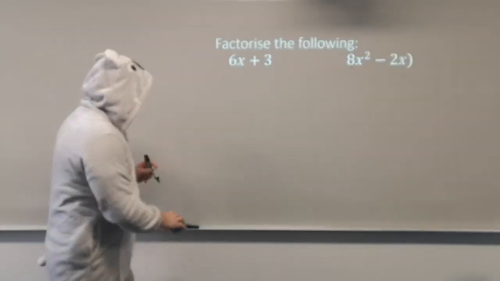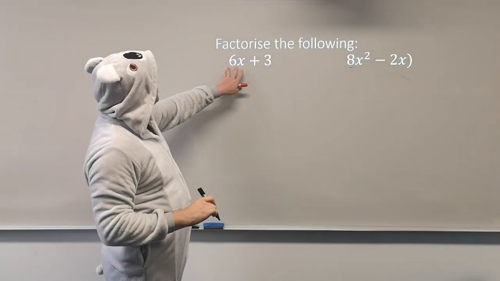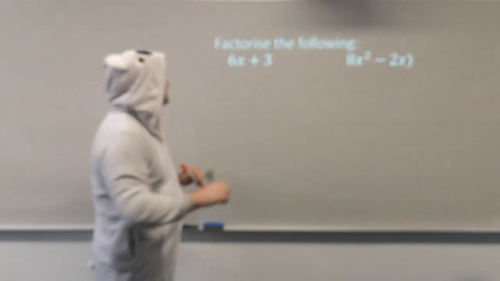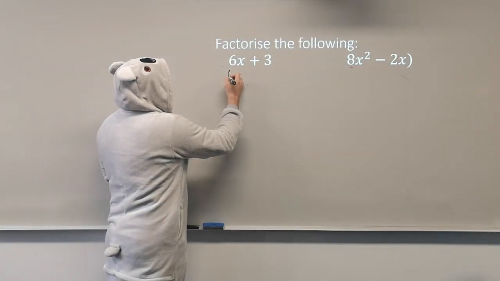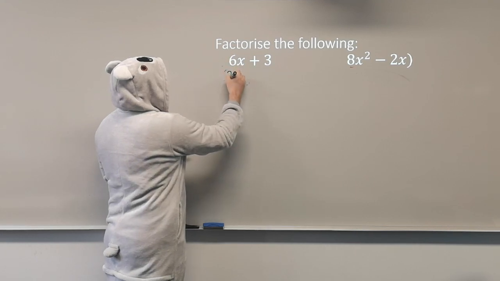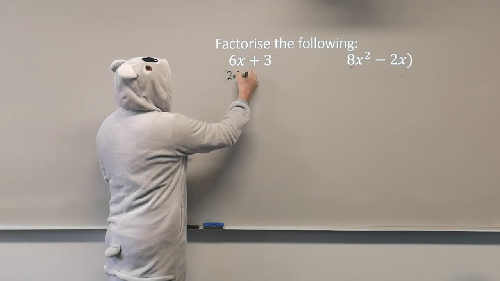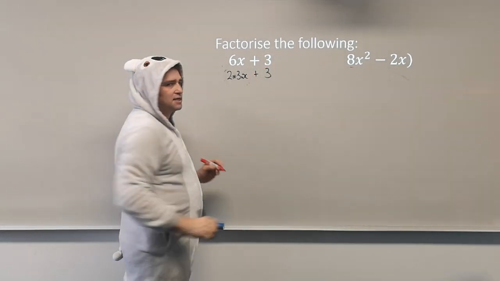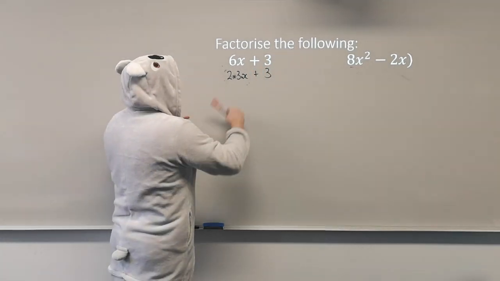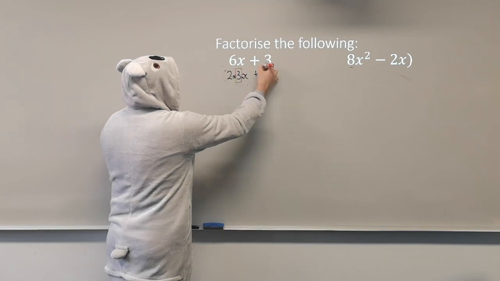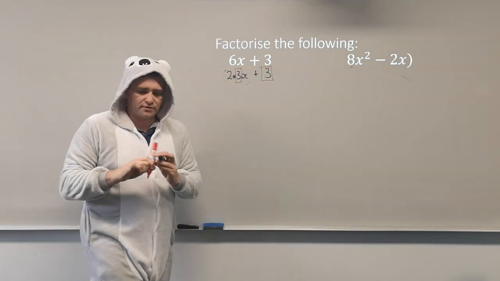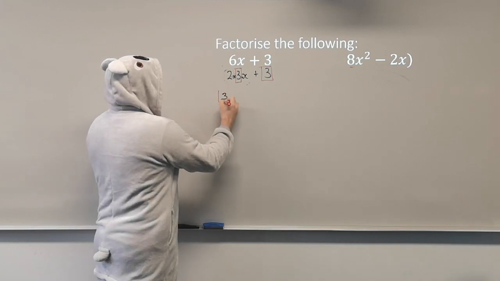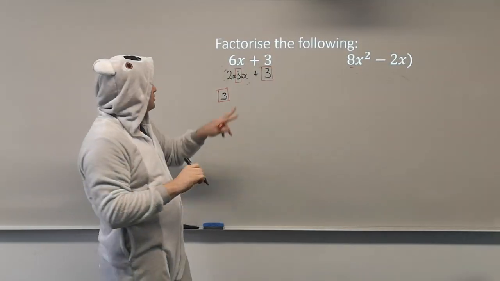What about doing it in reverse? What if we want to factorise? So we've got 6x plus 3. So in terms of our common factors, we've got 6 is 2 times 3 times x plus 3. So our common factor is our 3. We can bring our 3 up front, so dividing each term by 3.